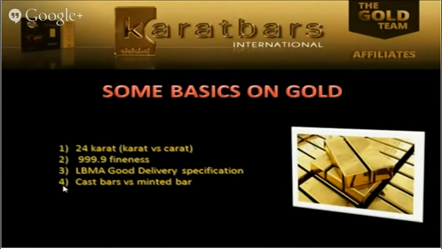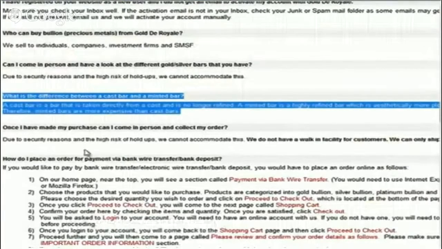So the next one here is where it says cast bars versus minted bars. You think, well, what's a cast bar and what's a minted bar? If you look at the photograph on the right, do you notice the shine on the gold bars? Personally, I think they're polished up for the photograph, because if you look here, this is the FAQs in one of the gold sites that I came across, and it says, what's the difference between a cast bar and a minted bar? A cast bar is a bar that is taken directly from a cast and then is no longer refined. A minted bar is a highly refined bar, which is aesthetically more pleasing than the cast bar, and therefore minted bars are more expensive than cast bars.